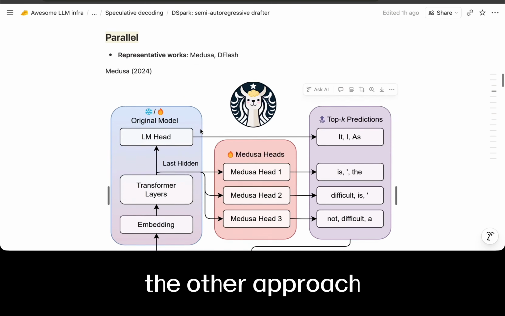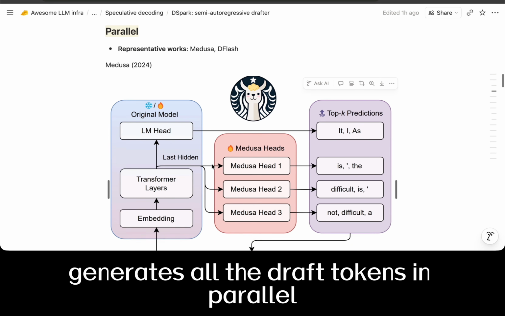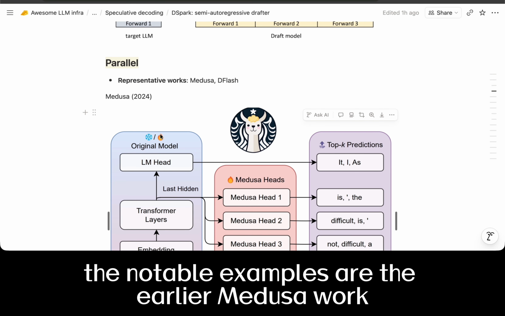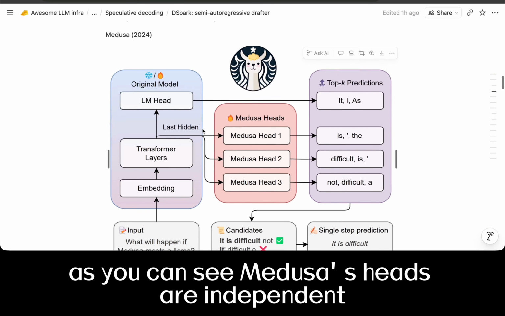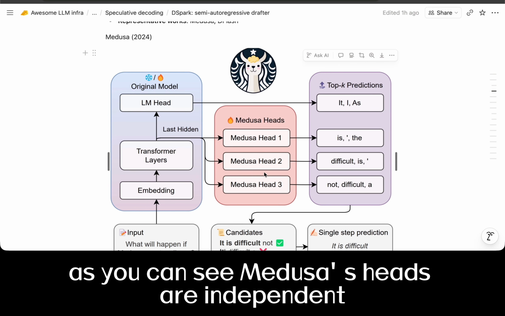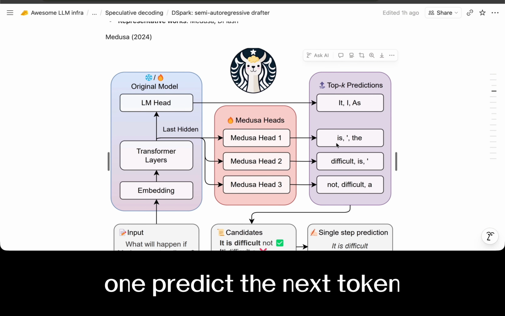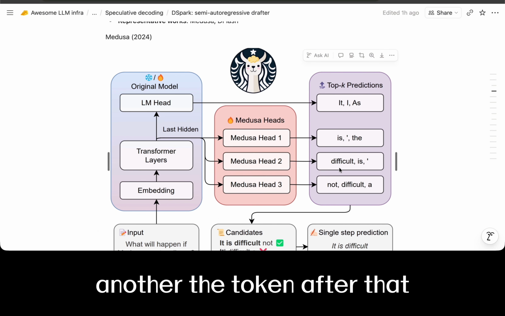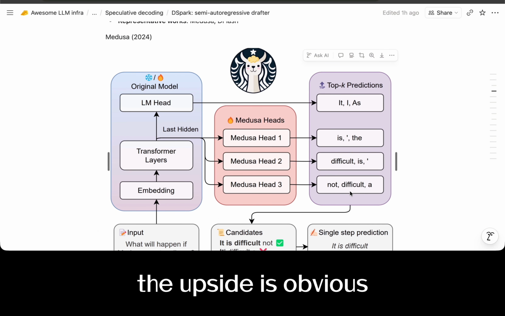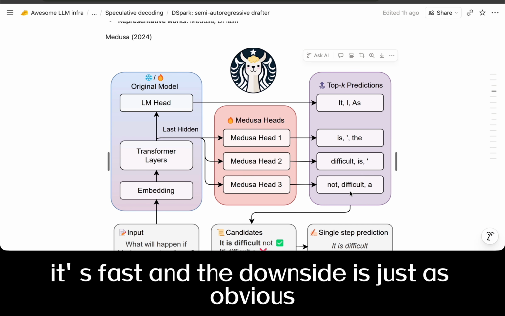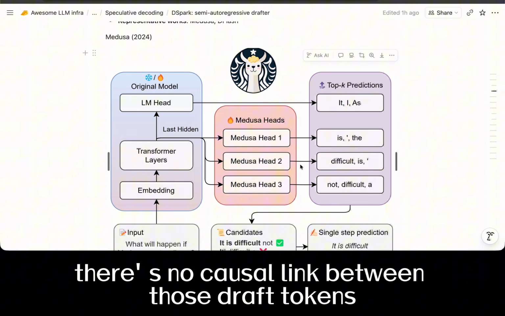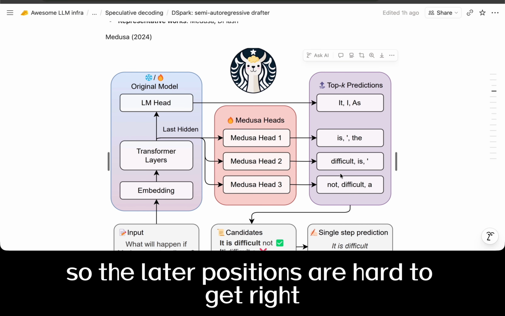The other approach generates all the draft tokens in parallel. The notable examples are the earlier Medusa work and the more recent DFlash. As you can see, Medusa's heads are independent. One predicts the next token, another the token after that, another the one after that. The upside is obvious. Propose several draft tokens at once, it's fast. And the downside is just as obvious. There's no causal link between those draft tokens, so the later positions are hard to get right.